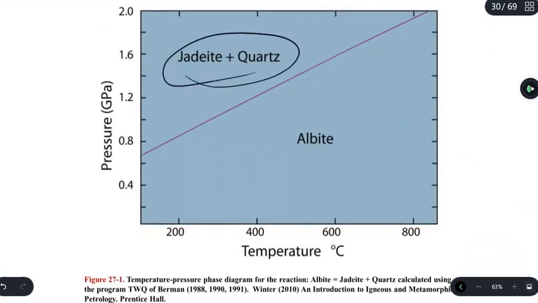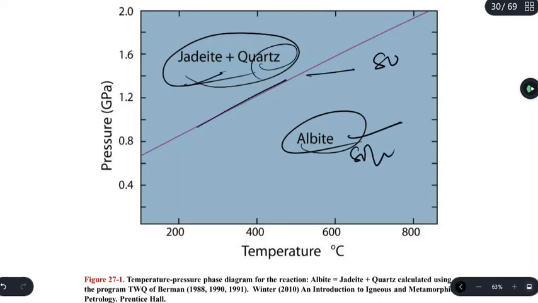See, jadeite plus quartz give rise to albite. Albite is also in solid phase, jadeite and quartz are also solid phase. That's why the slope is a straight line. Clear? This type of thing, in GSI mains you don't need to write anything.